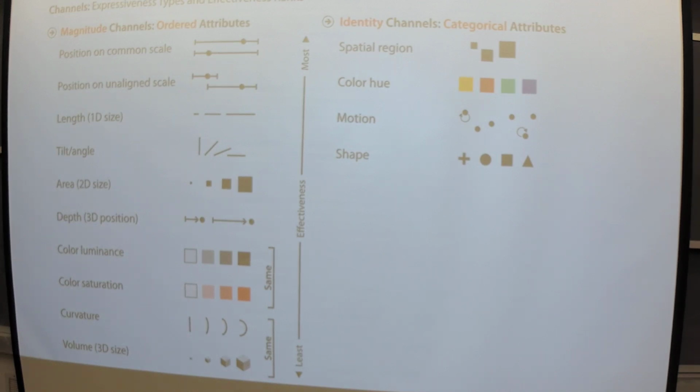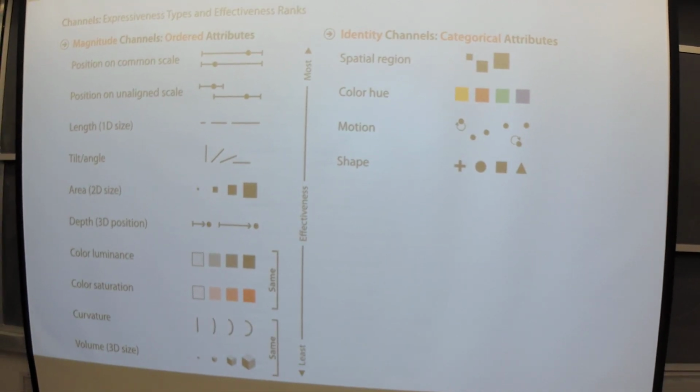Position on an unaligned scale, 1D length, tilt, area or 2D size, depth or 3D position, color luminance, color saturation, curvature, and volume. Basically, what this is saying is that one of my design principles is I think about what is the most important thing in the data that I want to visualize, and then I apply the top available visual variable to that. So usually I primarily want to encode something with position.